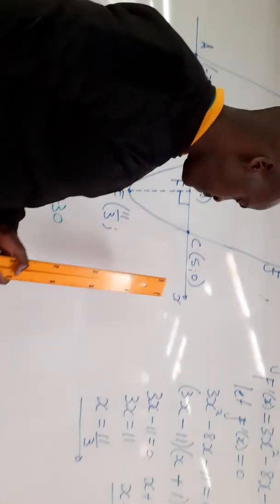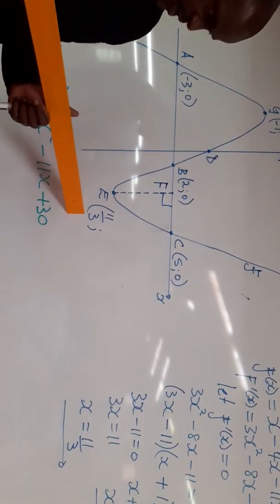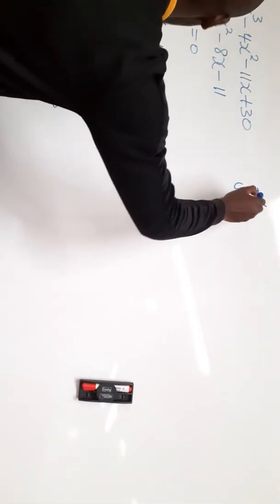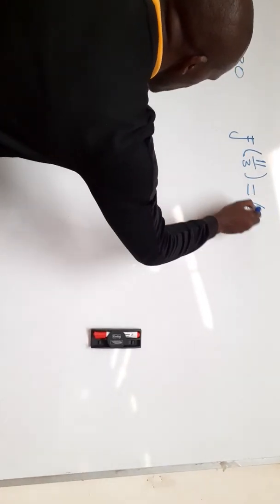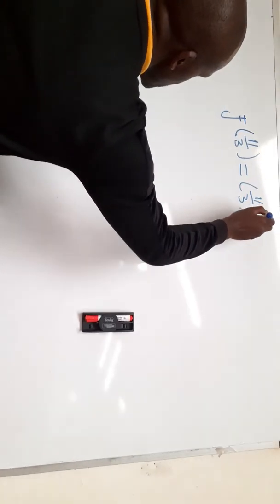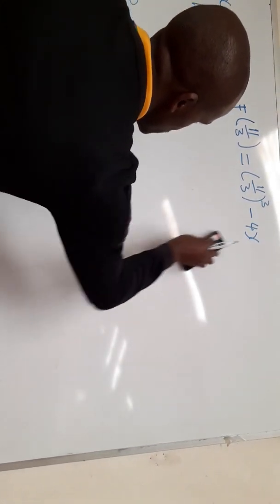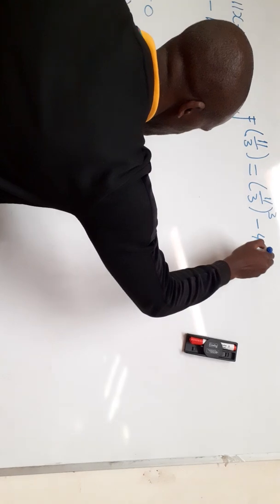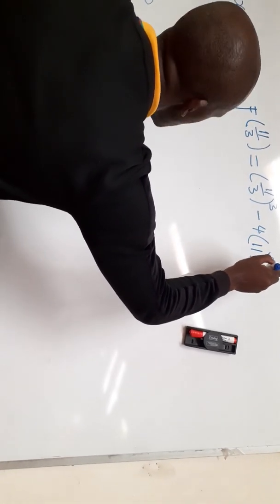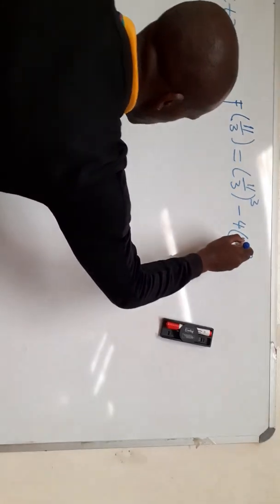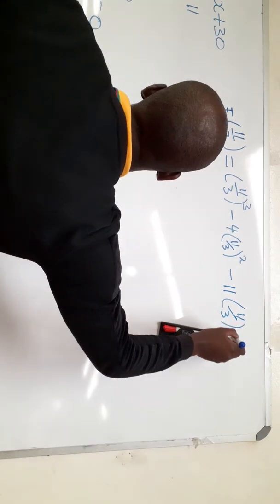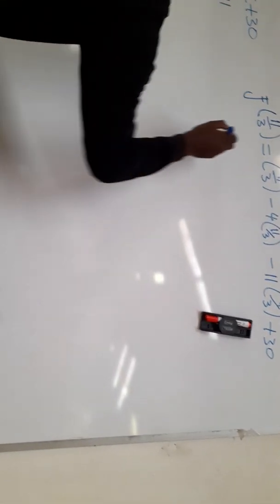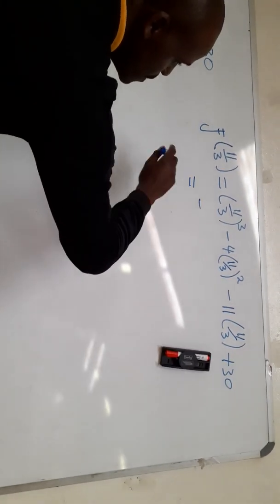And then let's find y. For the y value at the stationary point, we substitute the x value into the original equation. Therefore, we are to find f at 11 over 3. f at 11 over 3 will be equal to 11 over 3 cubed minus 4 times 11 over 3 squared minus 11 times 11 over 3 plus 30, and then let's find the remainder.